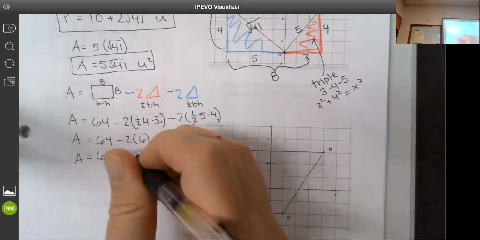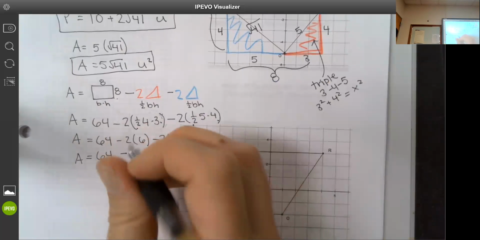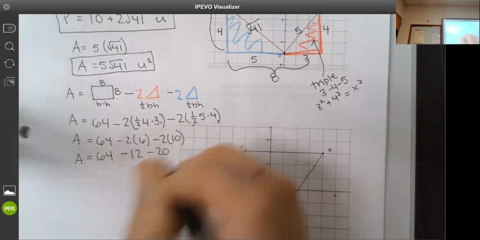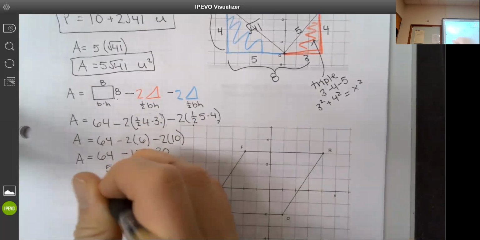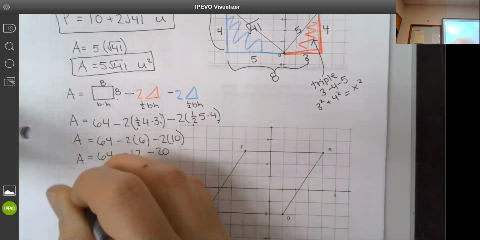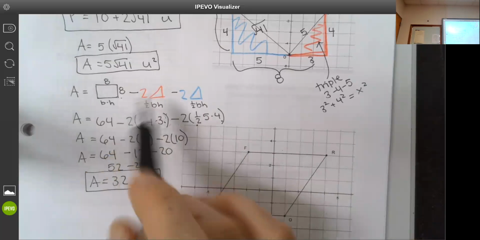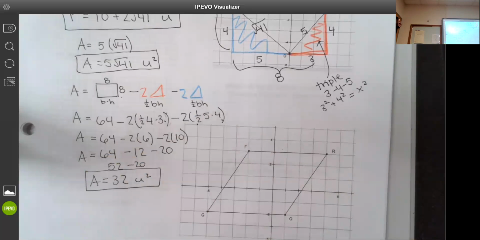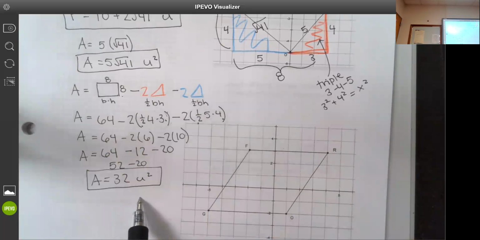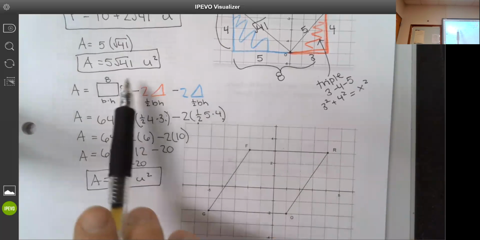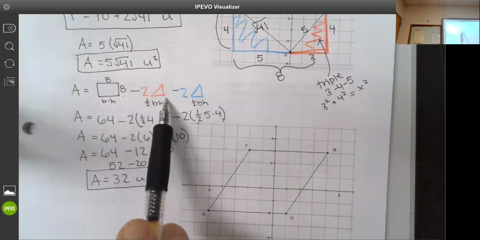64, subtract 12, subtract 20, or 52, subtract 20, area equals 32 units squared. And it's a much prettier answer, right? This is going to be a little different looking than what we have here. So what we need to make sure of is that we're only using the formulas for things that are squares or rectangles or triangles. We can't use the area formulas for things that are not those shapes.